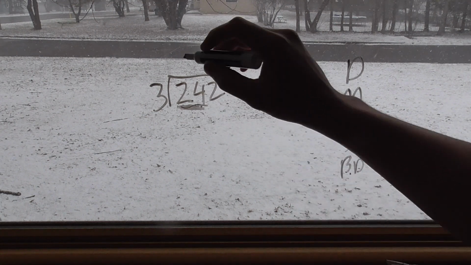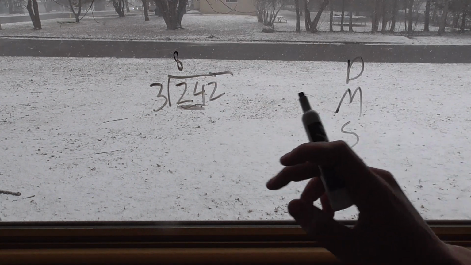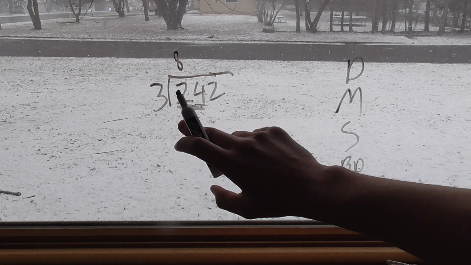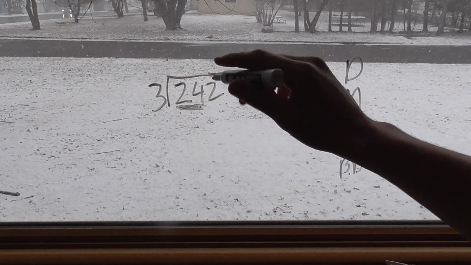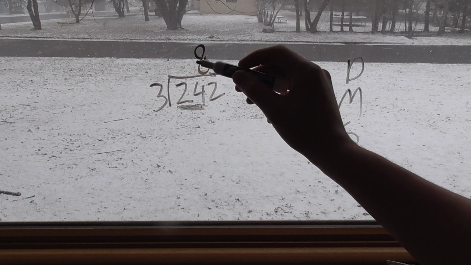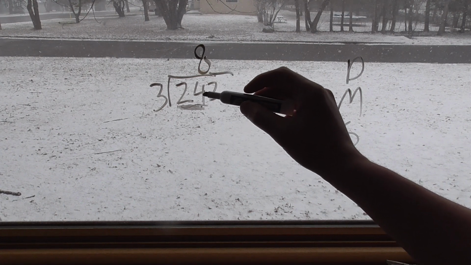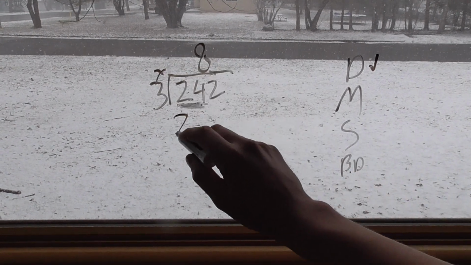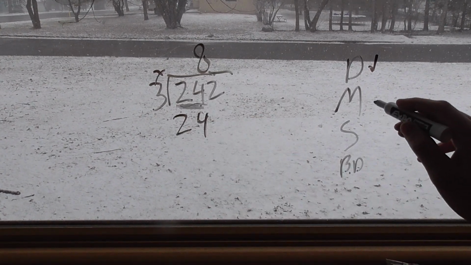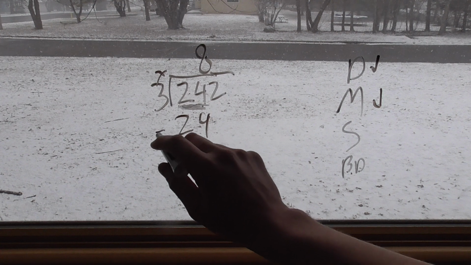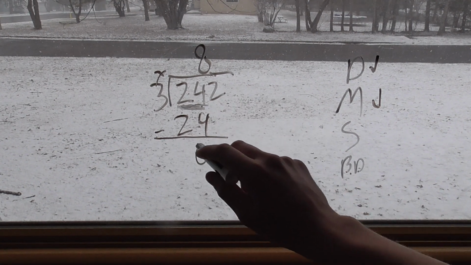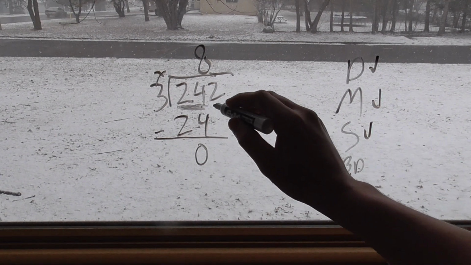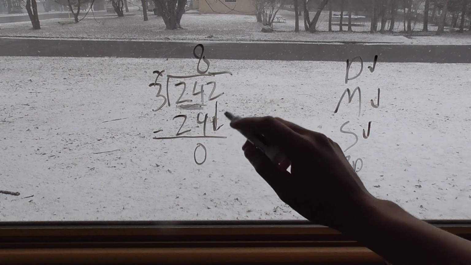Now this is important. You don't want to put the 8 over here, because you didn't put 3 into 2 8 times. You put 3 into 24 8 times. So I put the 8 above the 4. You see that? Check. 8 times 3, 24. Did my multiplication. Subtract. 24 minus 24 is 0. Check. Bring the 2 down.